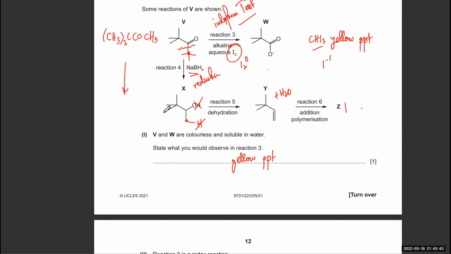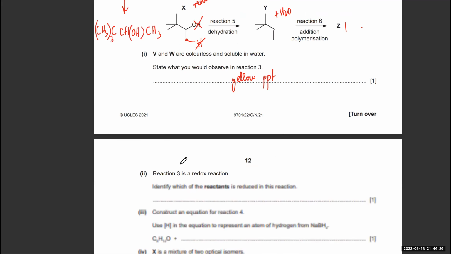So what is that carbon with 3 CH3 groups? It's a carbon with 3 CH3, then there's another carbon with OH, so it's CHOH, and then you have CH3. So what has happened is two hydrogens have been added. If you look at the total number of atoms, the main difference is that this one has two extra hydrogens. So they said, use H to represent the NaBH4 molecule. We just did that, and that's going to be your equation.